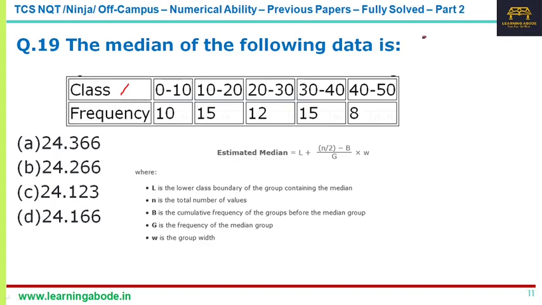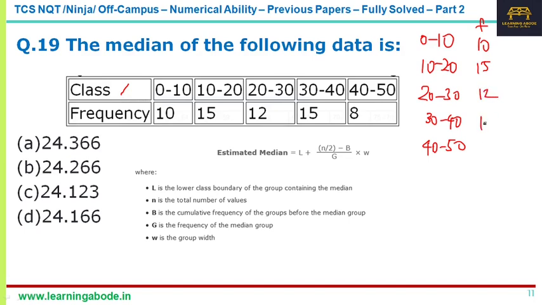range. We have to write these values: 0 to 10, 10 to 20, 20 to 30, 30 to 40, 40 to 50. Then we have to write the frequency: 10, 15, 12, 15 and 8. Then we have to write the cumulative frequency. Cumulative frequency means this is 10. Now 10 plus 15 is 25, 25 plus 12 is 37, 37 plus 15 is 52, 52 plus 8 is 60. Now how many items are there? Like 5 items are there.